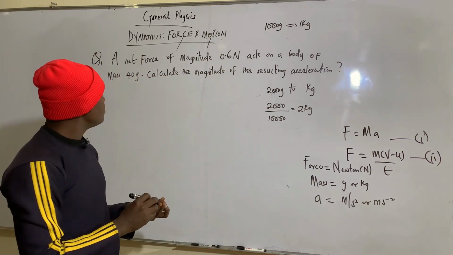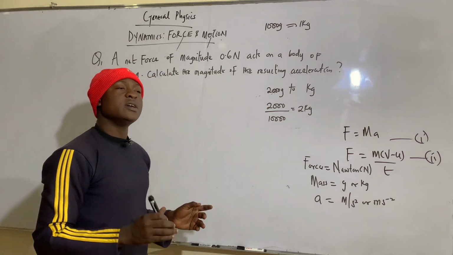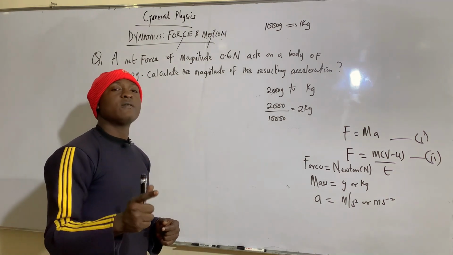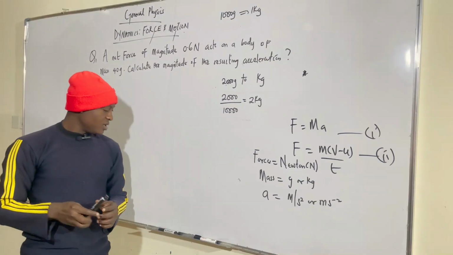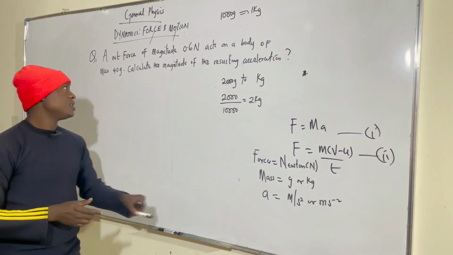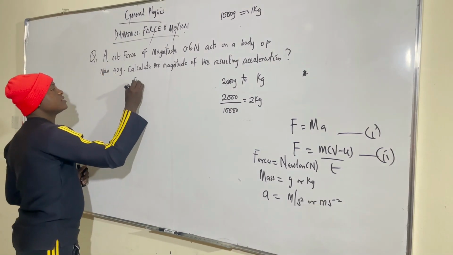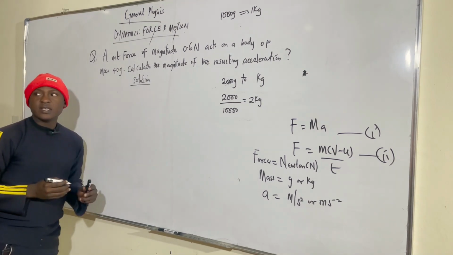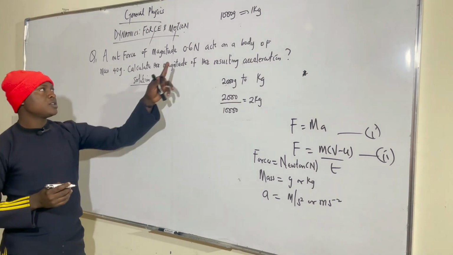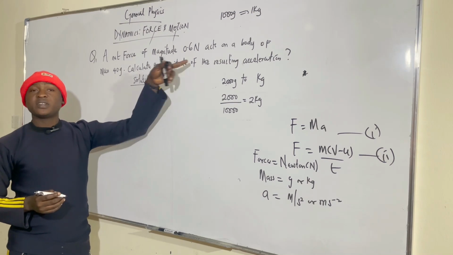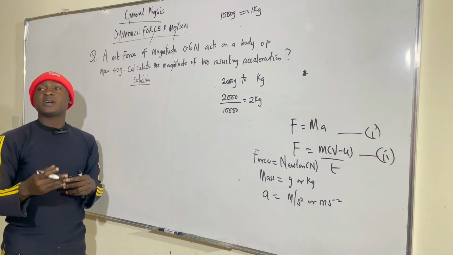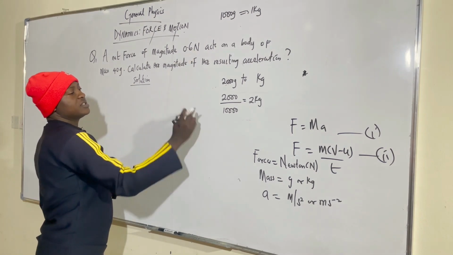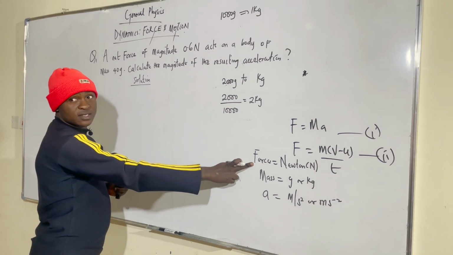So most of the calculations in this aspect, if you are given the value of your mass in gram, you must make sure that you convert that mass from gram to kilogram. So let's take a look at this. Let's write down the data. They said a net force of magnitude is 0.6 Newton. You can see they did not mention whether it is force, mass, or acceleration. But since you know the unit, the Newton is for what? Yeah, it's for the force.